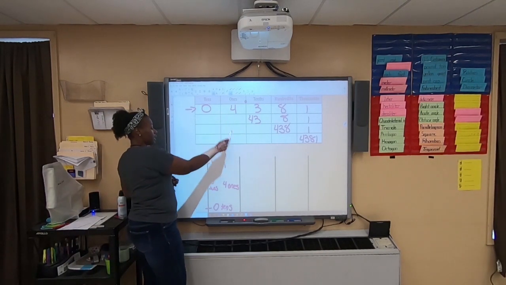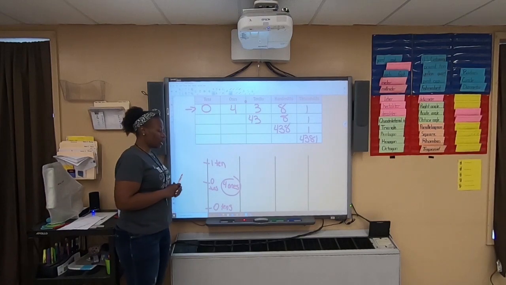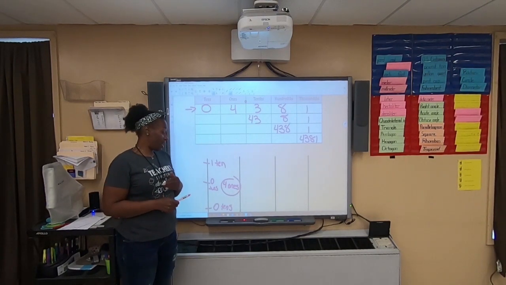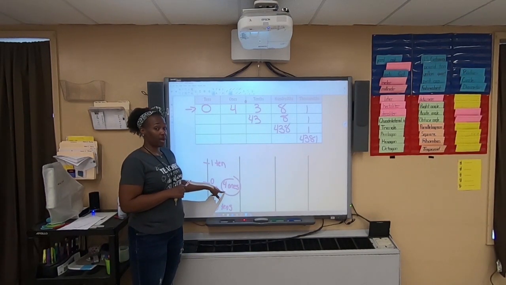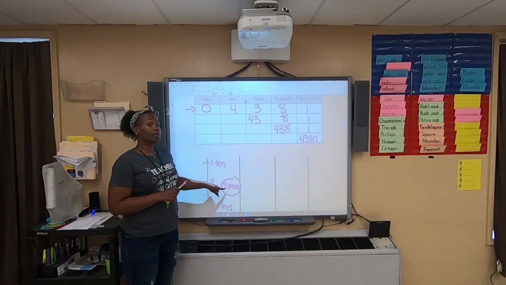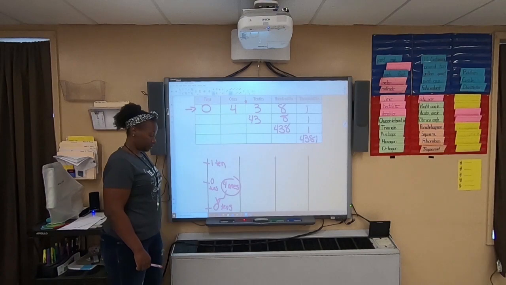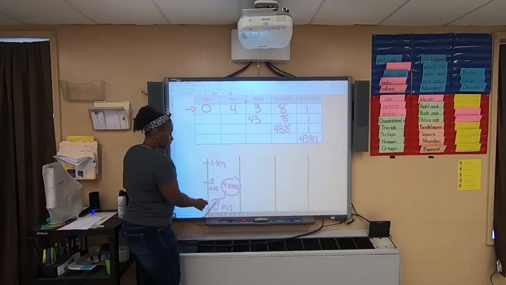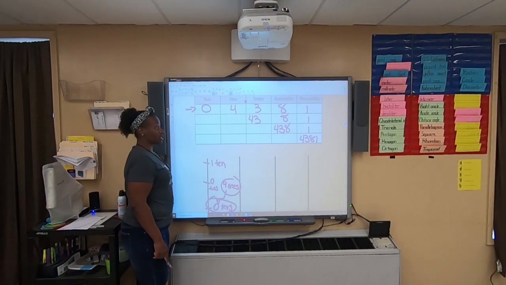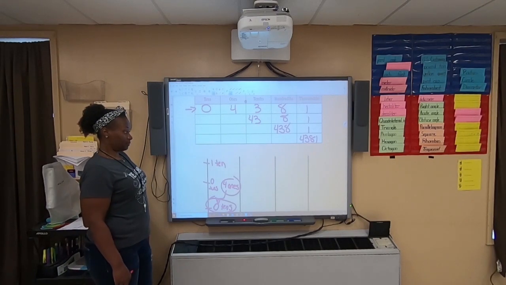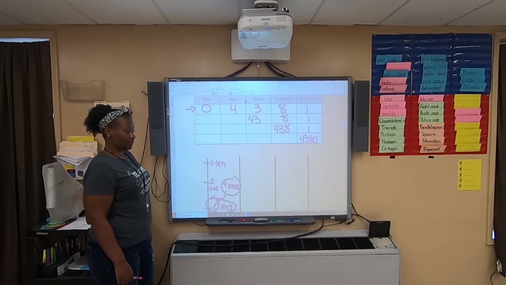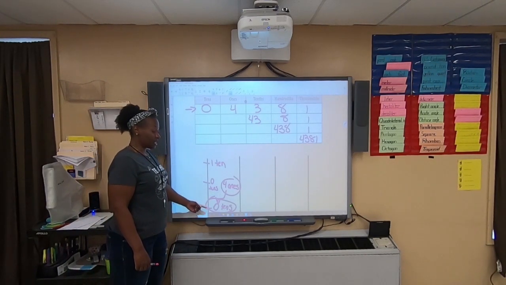Okay, so I'm looking at my unit to the side. Remember, my midpoint is going to be 5. My midpoint for this problem will be 5 ones. 4 ones is less than 5 ones, which means I'm going to round down. So my answer when I round to the tens place is 0 tens. So it rounds to 0 tens.